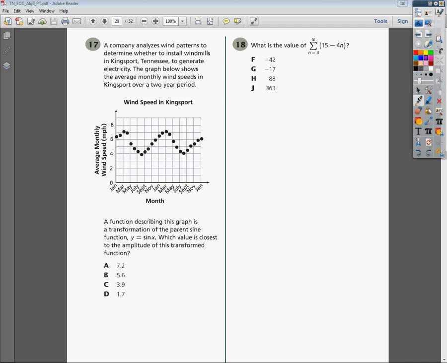It's got waves, makes me think of the beach. A function describing this graph is a transformation of the parent sine function, y equals sine x. Which value is closest to the amplitude of this transform function?